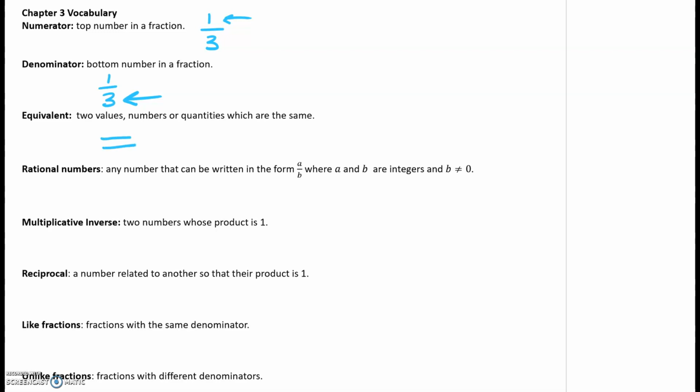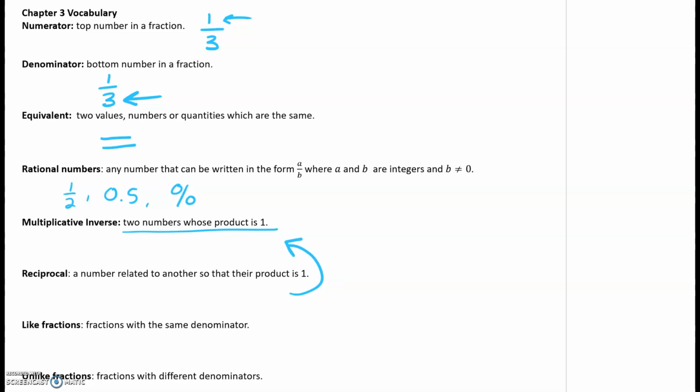Rational numbers, any number that can be written in the form a over b, where a and b are integers and b does not equal 0. Basically, just think about it as a fraction or a decimal or a percent. Multiplicative inverse, two numbers whose product is 1. So this one we'll talk more about. Reciprocal, a number related to another number and their product is 1. So these two are very much related. Multiplicative inverses are usually reciprocals of each other.